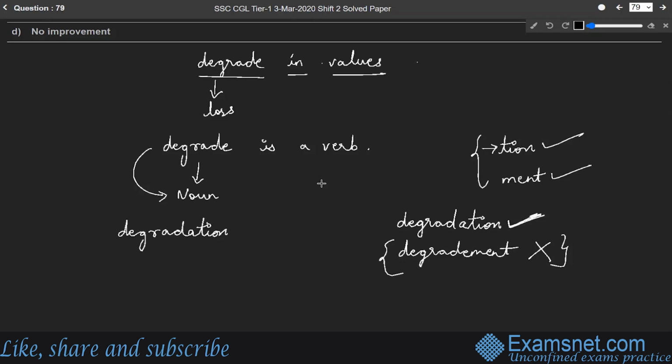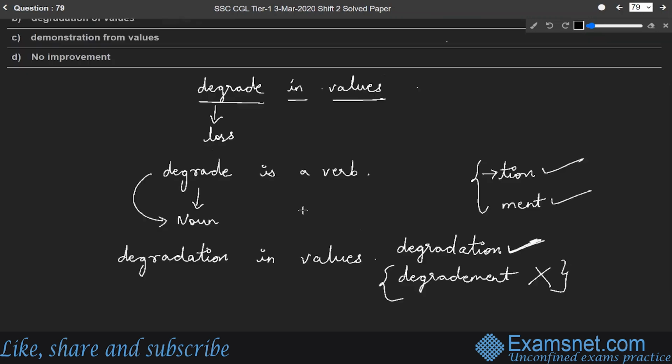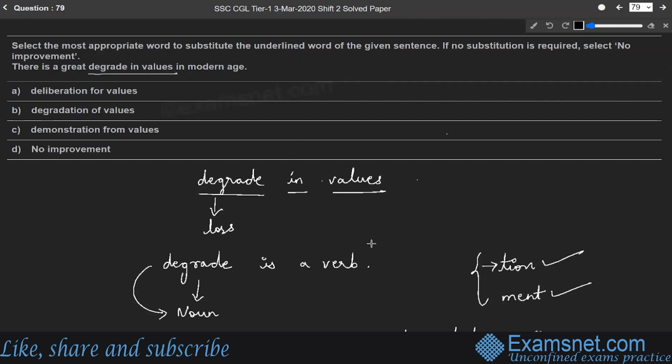So the verb degrade should be replaced with a noun degradation. So the sentence becomes degradation in values. So the correct sentence will be: there is a great degradation of values in modern age. See here, the preposition in will also be changed to of. Okay, I hope it is clear to you.